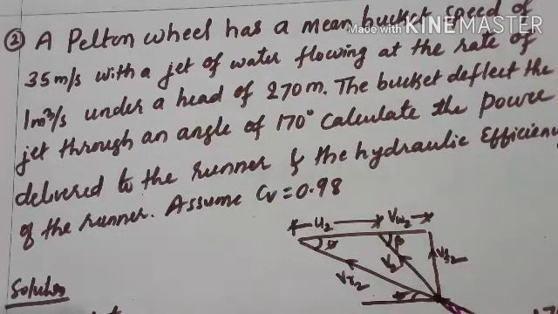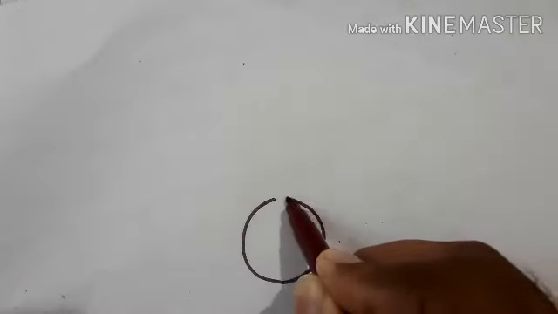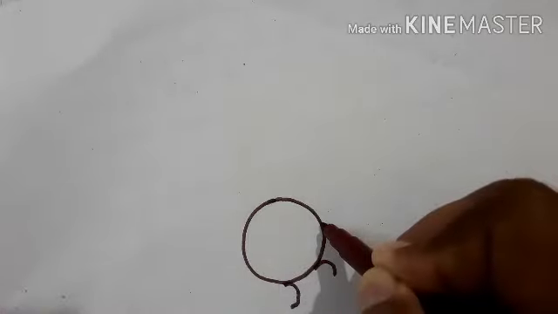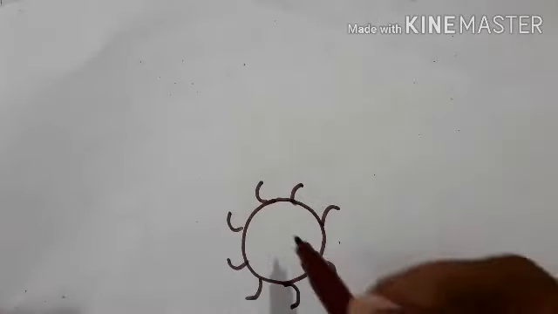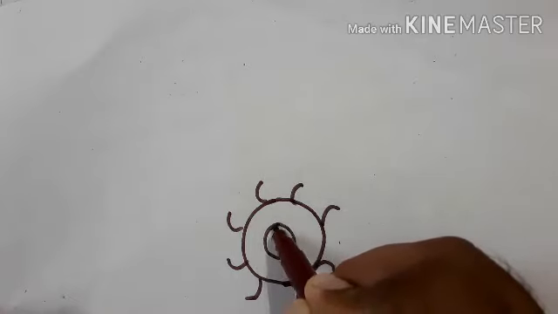So in this particular problem, the turbine is a Pelton wheel. So this is the turbine runner, or you can call it a rotor or a disc. It has a curved blade on it. These are called buckets, like this. Okay, it is coupled with a shaft.